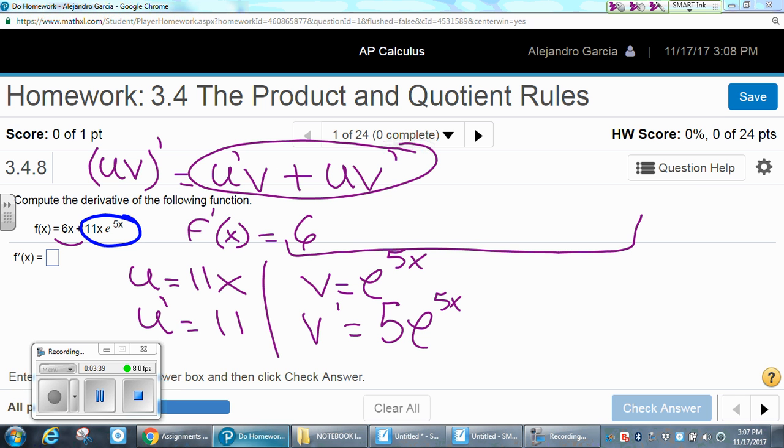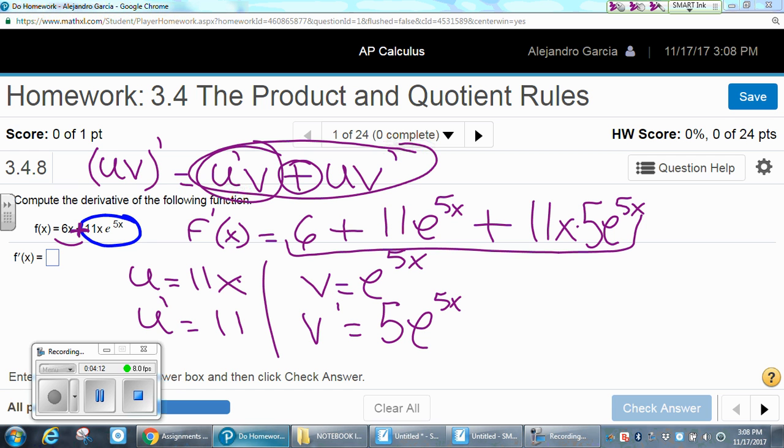And that is going to be following the notation here. So u prime is 11. And a plus is this plus from here. So 11 times function v, which is e to the 5x. And then plus function u, which is 11x, times v prime, which is 5e to the 5x.